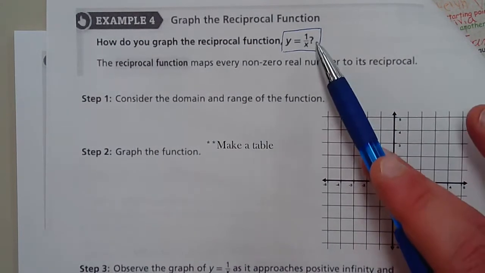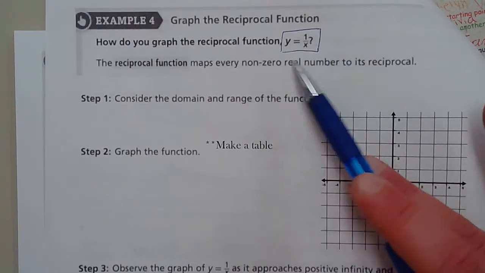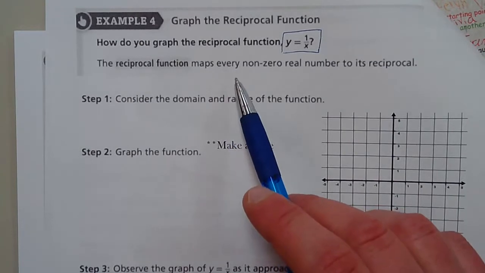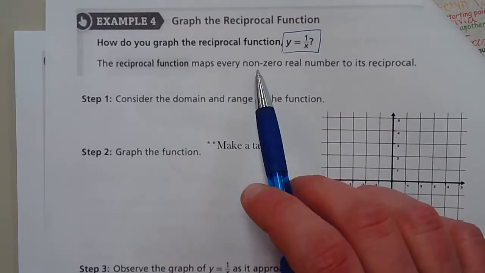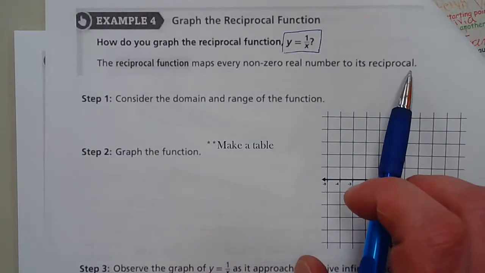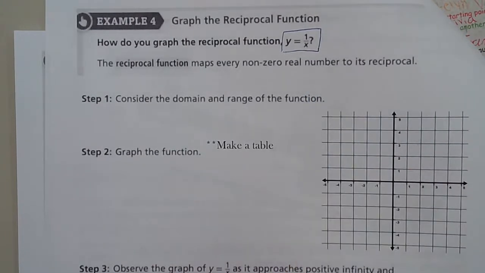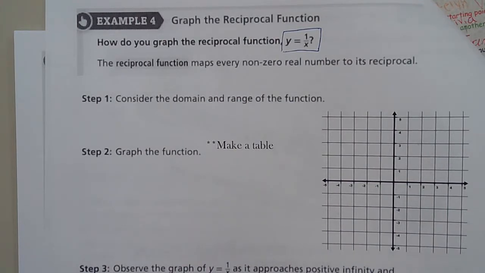So this is just the base name, or what we call the parent function for the reciprocal function. Or some people call it the rational function. It's all kind of relatable words. But anyway, it takes every non-zero real number and maps it to its reciprocal. You know what I mean? So if you took 2, the reciprocal of 2 would be 1 over 2. Or if you had 3/5, the reciprocal of that would be 5/3, and so on and so forth.